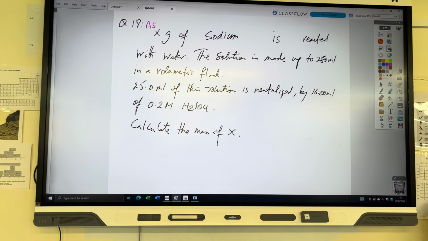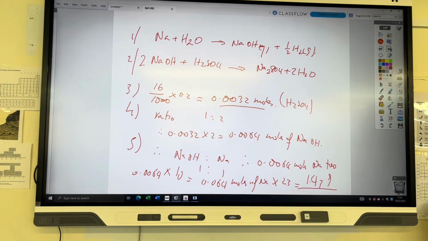Question 18, as X grams of sodium is reacted with water, the solution is made up to 250 milliliters in a volumetric flask. 25 milliliters of this solution is neutralized by 16 milliliters of 0.2 molar sulfuric acid. Well, if that is the case, calculate the mass of X. And there is the answer.